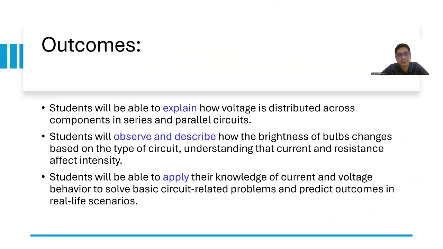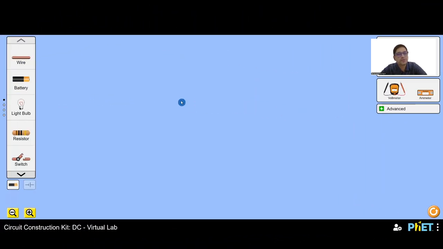The outcomes: students will be able to explain how voltage is distributed across components in series and parallel circuits. Students will observe and describe how the brightness of the bulb is varied based on the type of circuit. Students will be able to apply their knowledge of current and voltage to solve basic circuit-related problems and predict outcomes in real-life scenarios. So where are we doing the simulation?